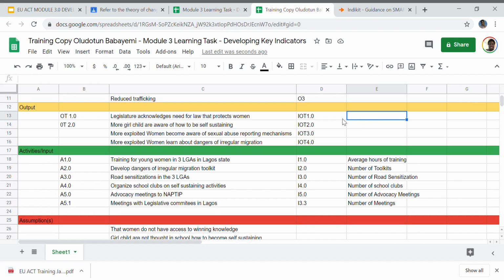how do we know that legislatures acknowledges need for law that protects women? That's what our indicators will be. Child are aware of how to be self-sustaining. So this is where you now need to put in your thinking cap about your program, right? So you could say change in knowledge, right?